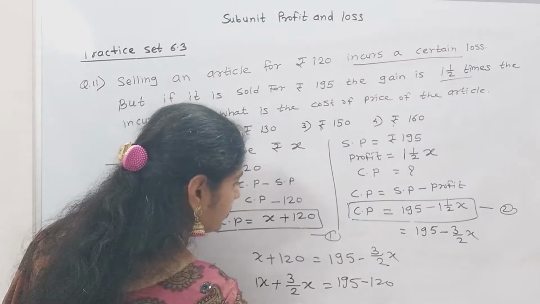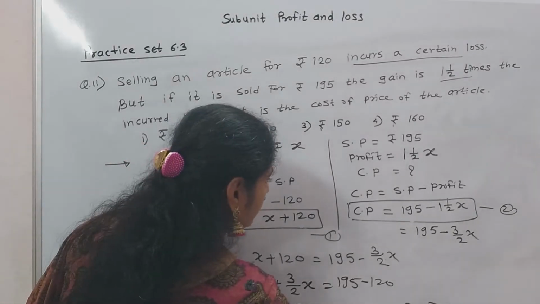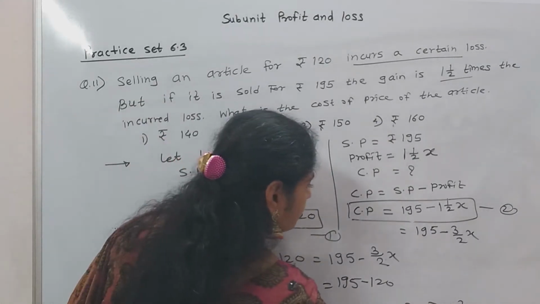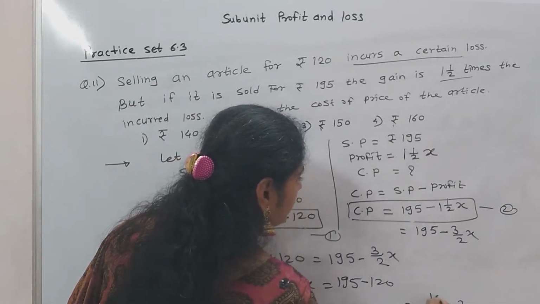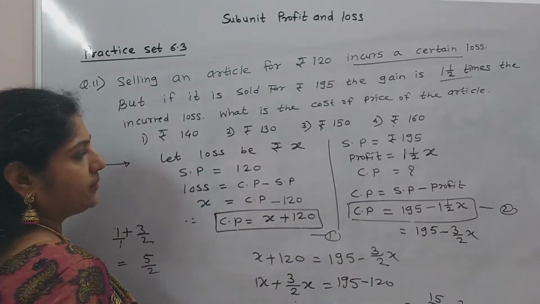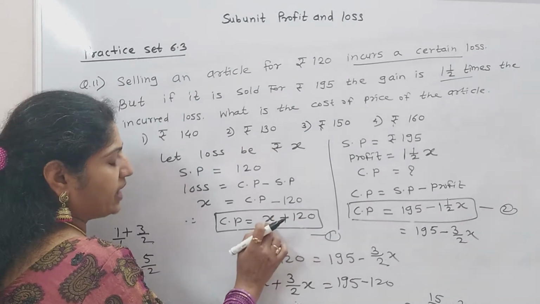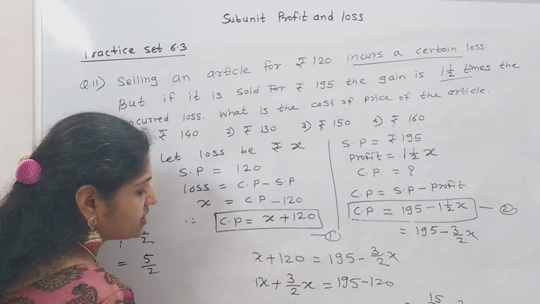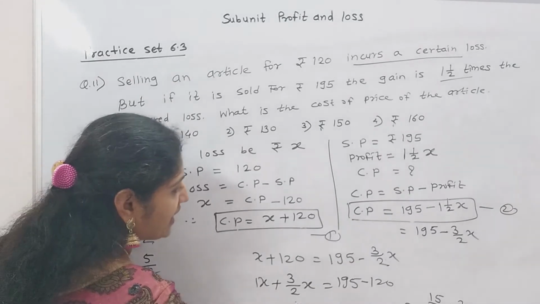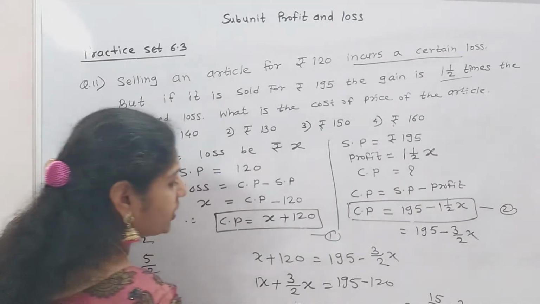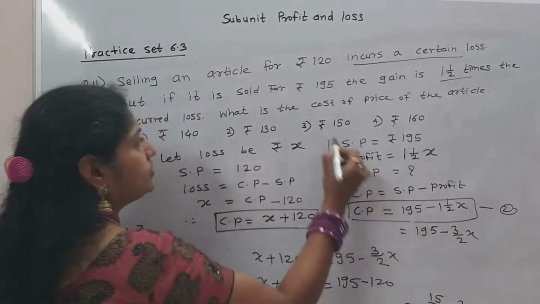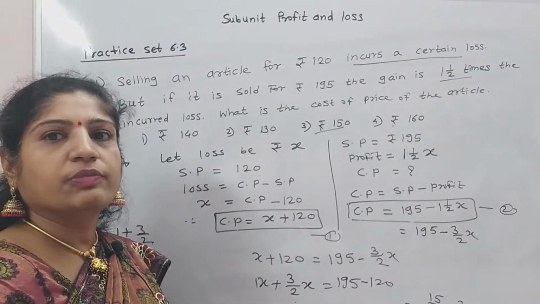So X equal to 75 into 2 in multiplication and 5 goes in division. 5 ones are 5, 15. 15 twos are 30. X equal to 30. Now put the value of X. So what is the cost price then? X plus 120. Value of X is 30. 30 plus 120, that is 150. The cost price of the article is 150.